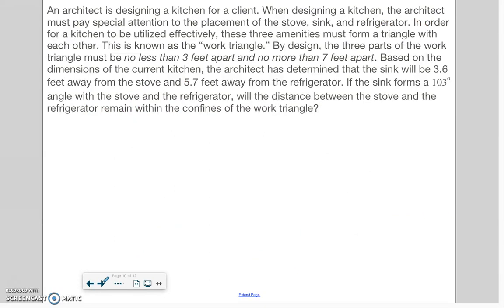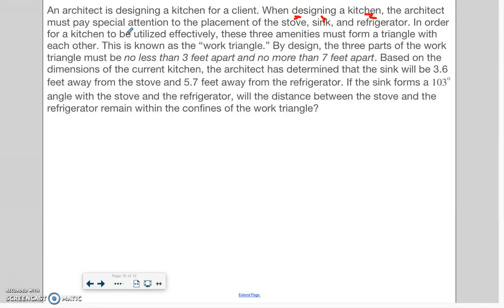So here we go. An architect is designing a kitchen for a client. When designing a kitchen, the architect must pay special attention to the placement of the stove, sink, and the refrigerator. So we're just going to make that X, Y, and Z. In order for a kitchen to be utilized effectively, these three amenities must form a triangle with each other. This is known as the working triangle. By design, the three parts of the working triangle must be no less than 3 feet apart and no more than 7 feet apart.